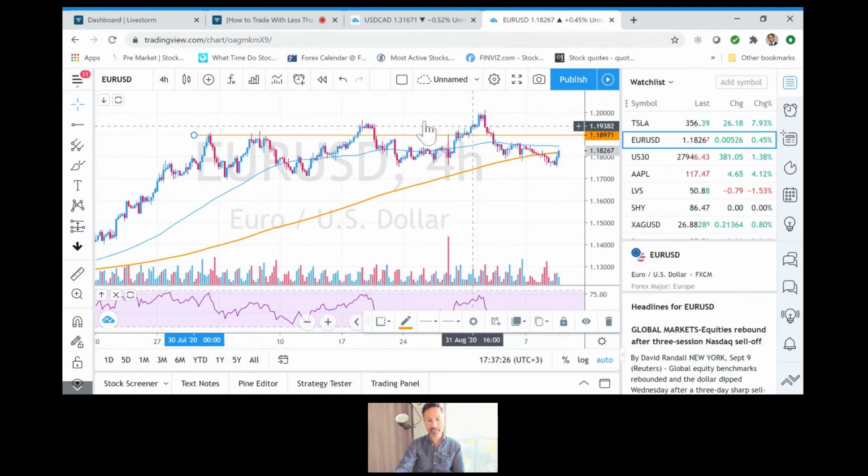Because unless we draw another resistance level somewhere around here, and now this is our new resistance level, or this could be also a resistance zone. The level shouldn't be always a line. It could be a zone, the resistance and support level. That's what people don't understand.